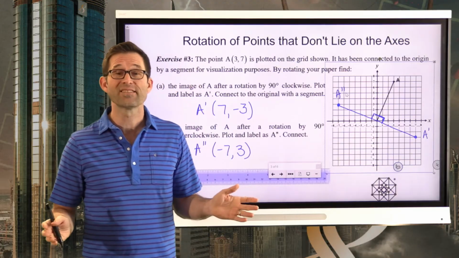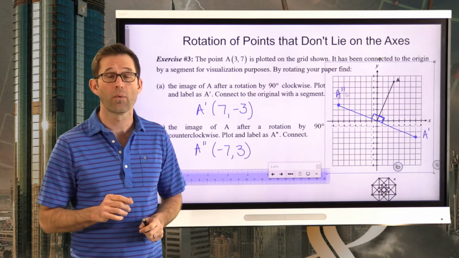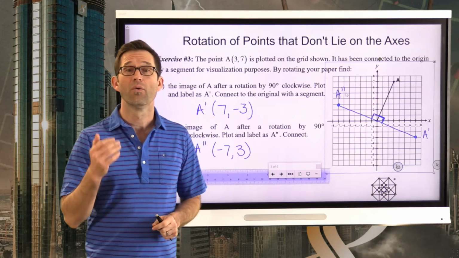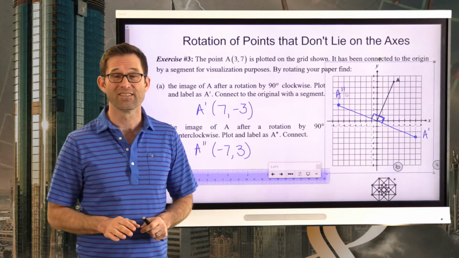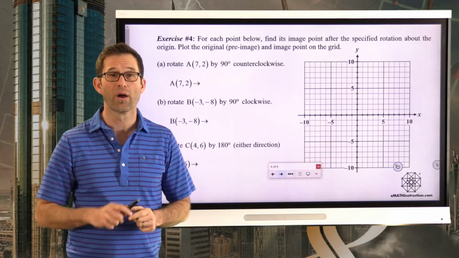That's it though. That's actually the way we're going to rotate points 90 degrees either clockwise or counterclockwise by simply turning our paper. It's that easy. Let's get some practice with it in the next exercise. Here we go, exercise number 4.